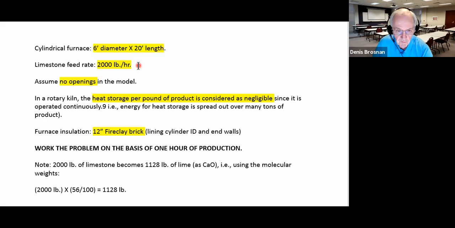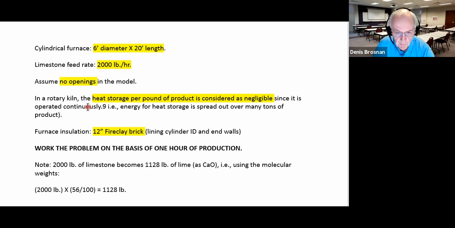We're going to feed 2,000 pounds an hour. We're going to model this for an hour. We're going to assume no openings in our model. And we're going to ignore the heat storage. This is a refractory lined vessel. The steel shell itself is usually pretty thick to resist deformation and turning. Nevertheless, we're going to ignore that because we're going to say that the energy storage over much larger quantities of product than we're looking at would cause that storage to be a very low number.